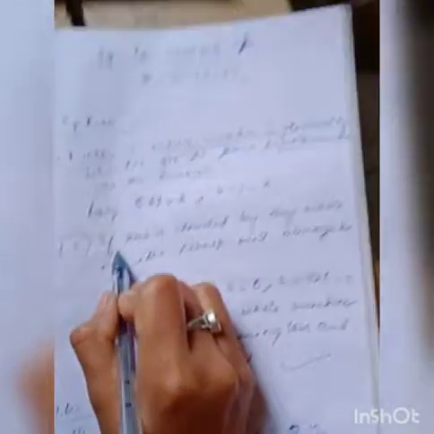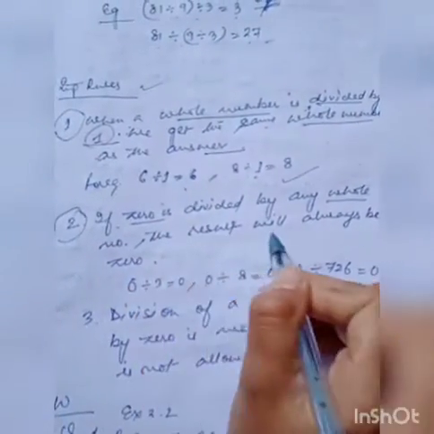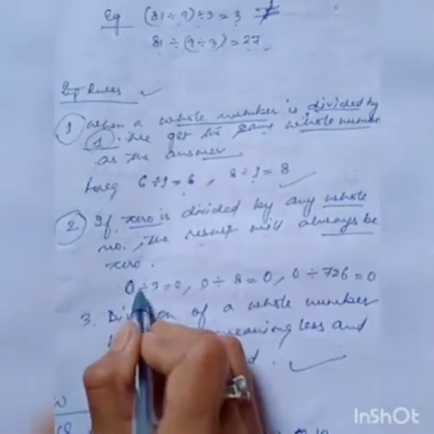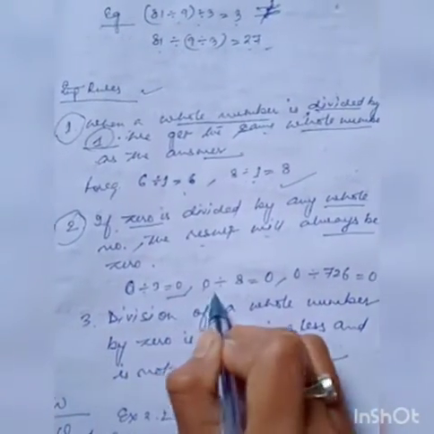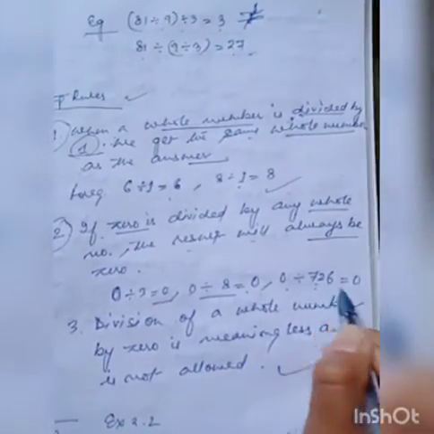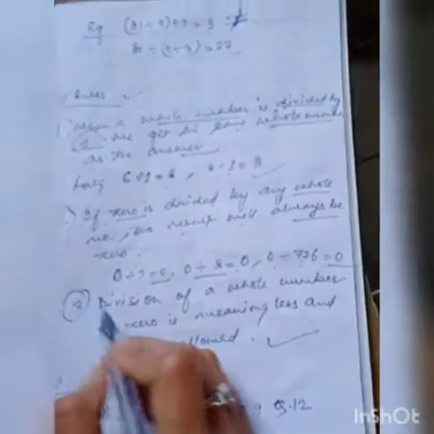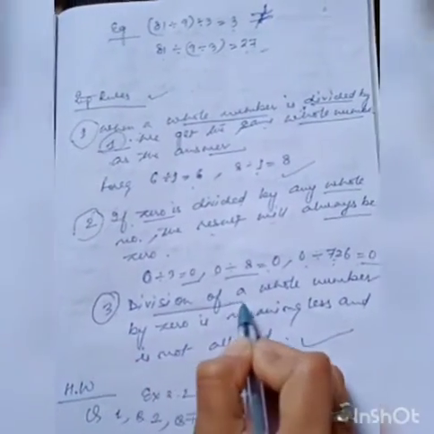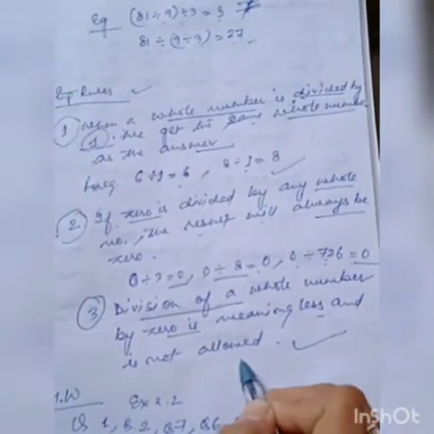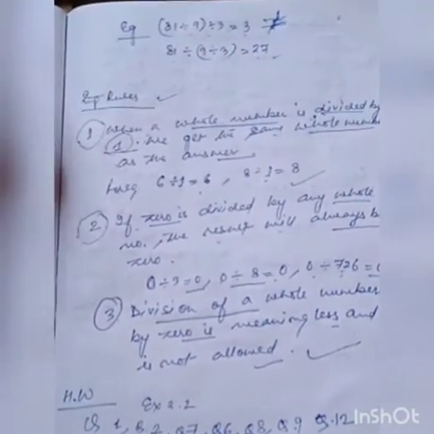Next rule is if 0 is divided by any whole number, then the result will always be 0. For example, 0 divided by 3 is 0. 0 divided by 8 is 0. 0 divided by 26 will always be 0. Next, the third rule is division of a whole number by 0 is meaningless and not allowed. So these are the properties of division.